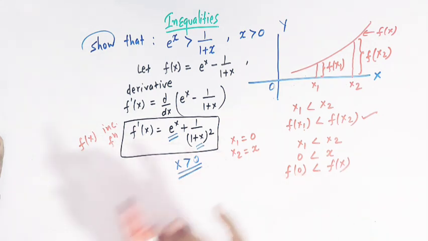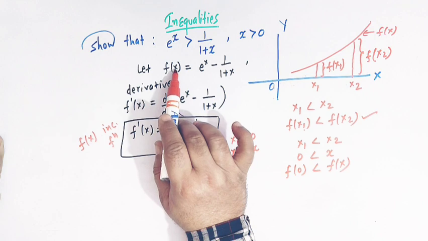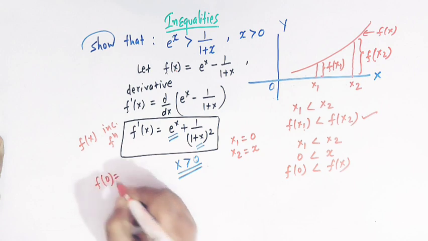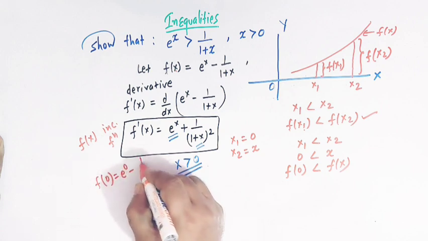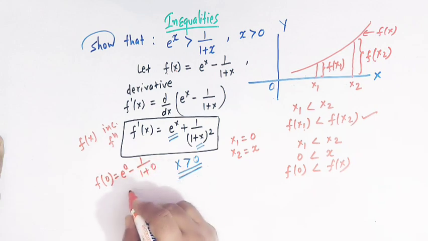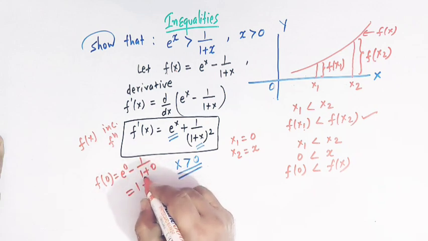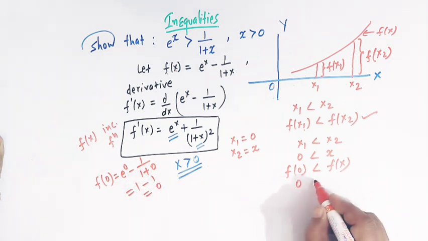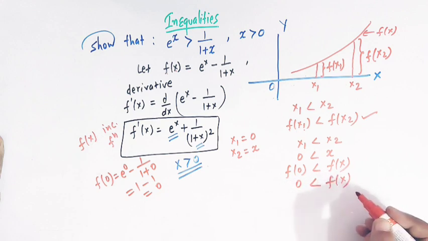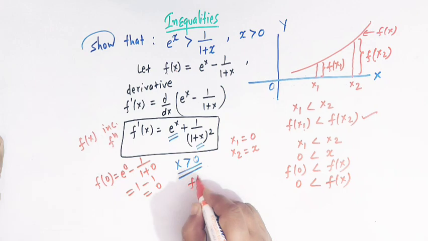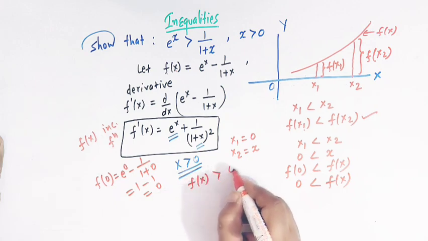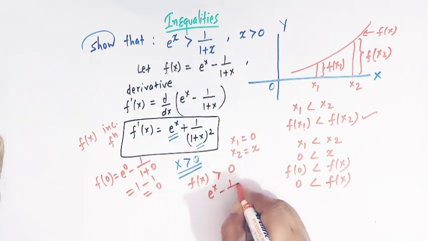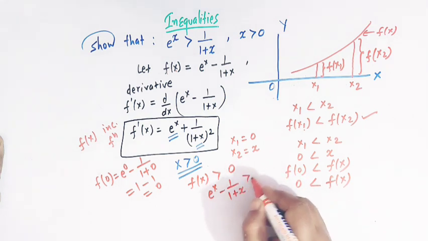So let us first find f of 0 by taking x equal to 0 in this function. So f of 0 is equal to e raised to 0 minus 1 over 1 plus 0. e raised to 0 is 1, 1 over 1 is 1, so this is 0. So f of 0 is 0. So 0 is less than f of x. So we have arrived at the conclusion that f of x is greater than 0, and f of x is e raised to x minus 1 over 1 plus x. This is greater than 0.